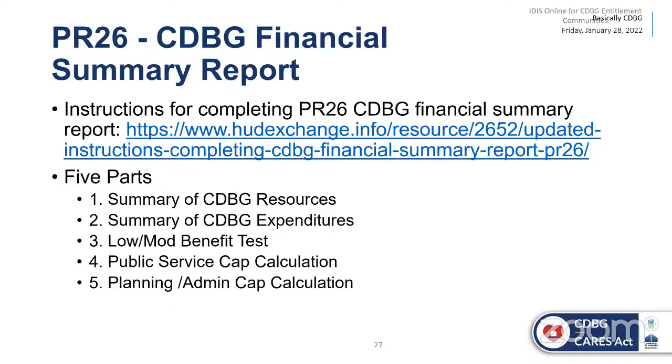And this report has 5 sections. The first is the summary of all of your CDBG resources. The second section is the summary of all of your CDBG expenditures. The third part is the low mod benefit test. The fourth part is the public service cap calculation. And finally, the last part is the planning and administration cap calculation. So we're going to look at each of these separately.